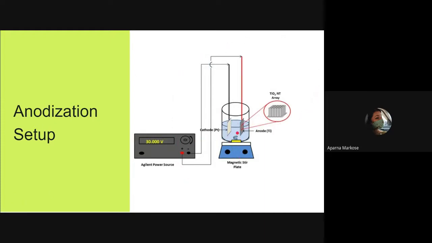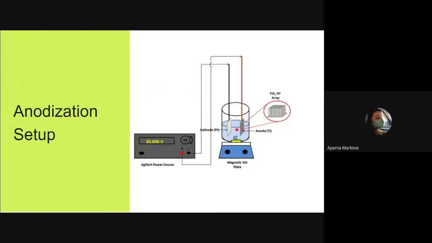This is your electrolyte, which contains ammonium fluoride, ethylene glycol, and deionized water. And this will be your anode, titanium. And the cathode is a platinum mesh, which I have shown you. It will look like this.